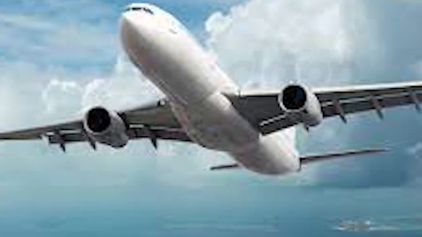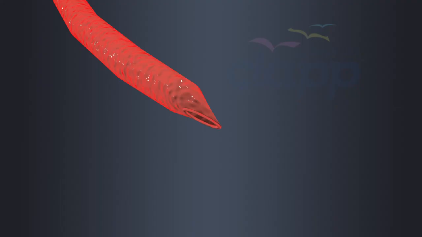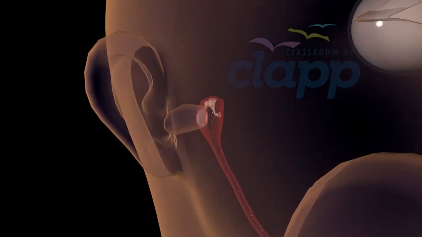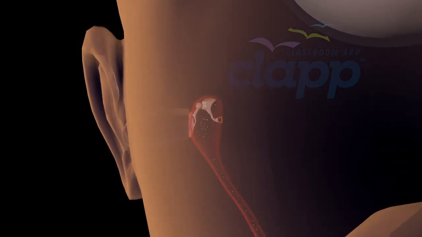However, changes in external pressure, such as during flights or ascending or descending from high altitudes, can cause pressure imbalances. The eustachian tube opens and allows air to flow in or out of the middle ear, equalizing the pressure on both sides of the eardrum. This process helps normal hearing, prevents discomfort and protects the delicate structures of the middle ear.